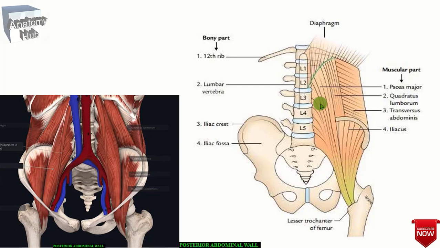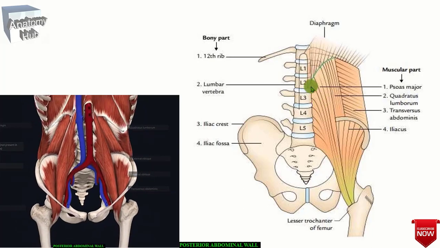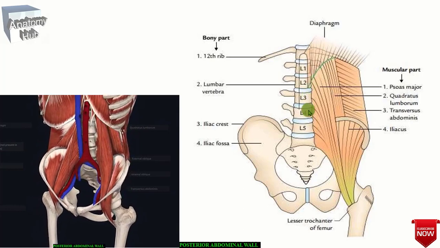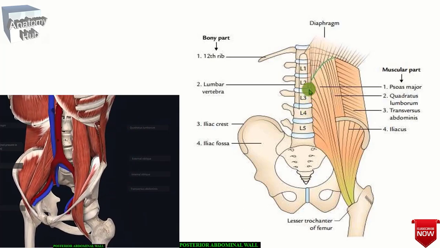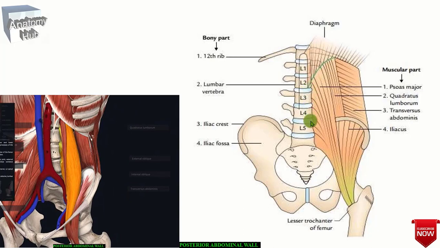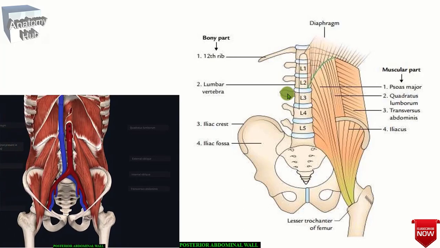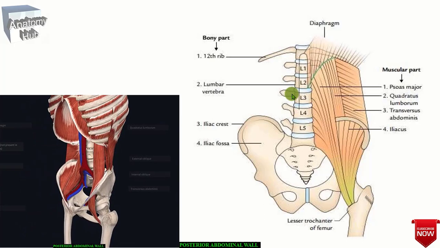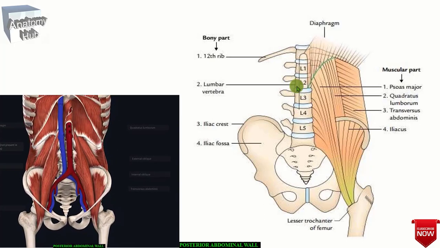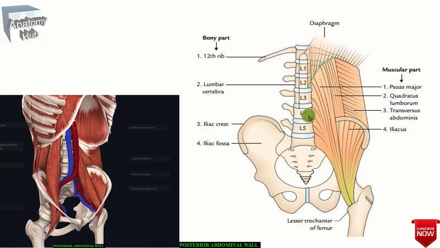Its origin is mainly 14 fleshy sleeves: 5 sleeves from the intervertebral discs between T12 to L5 vertebrae and adjoining margins of the bodies of these vertebrae, another 5 from the anterior surface and lower border of the transverse processes of the 5 lumbar vertebrae, and 4 sleeves from the tendinous arch bridging the constricted side of the body of the lumbar vertebrae.